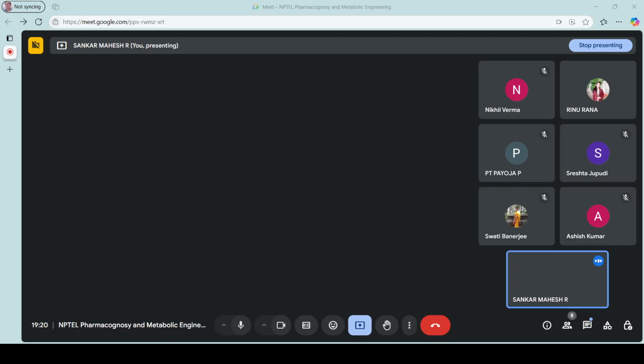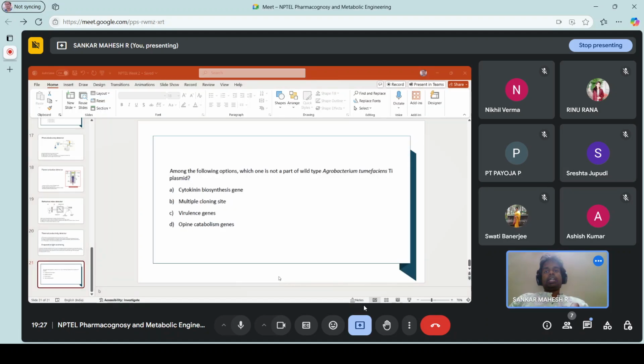And finally, the last question for today's problem solving session is: among the following options, which one is not a part of the wild type Agrobacterium tumefaciens plasmid? The options are cytokinin biosynthesis gene, multiple cloning site, virulence genes, and opine catabolism genes. So, to understand this question, we need to look at the Ti plasmid. You can take a couple of minutes, think about this question, and whoever knows the answer can unmute.